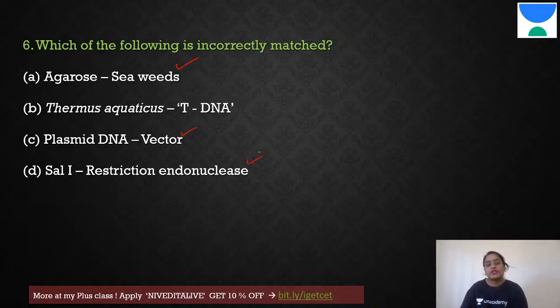SalI is a restriction endonuclease. It is a molecular scissor which will cut your DNA. Okay, more on that, probably I can put up a session.